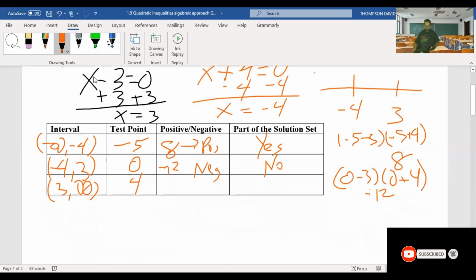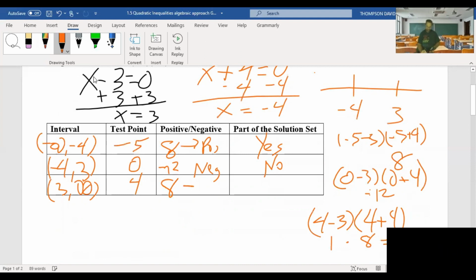The last interval we want to check is 3 to infinity, so we're going to plug in 4. So 4 minus 3 and 4 plus 4. 4 minus 3 is 1, 4 plus 4 is 8, and 1 times 8 is 8. So that is positive, and that's also part of the solution set.